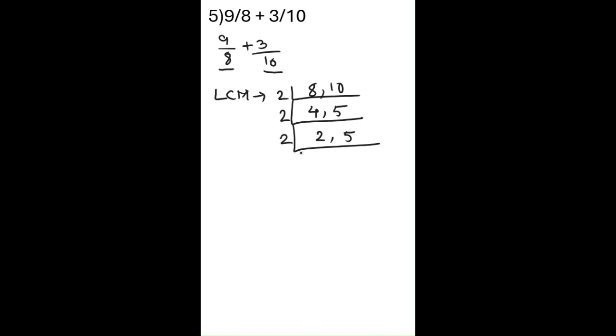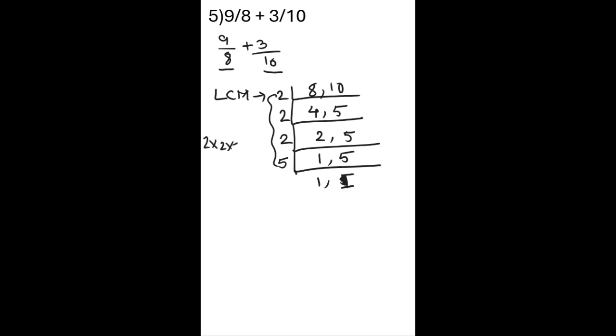Again 2 can be used. So 2, 1 and 5. Now 2 cannot be used. No number can be divided by 2 here now. So we will see if 3 can be used. 3 also cannot be used. So the next prime number is 5. We will take 5. 1 and 5. 1 and 1. So here now we have got both the numbers as 1. So now we will multiply all these numbers together and we will find the LCM.